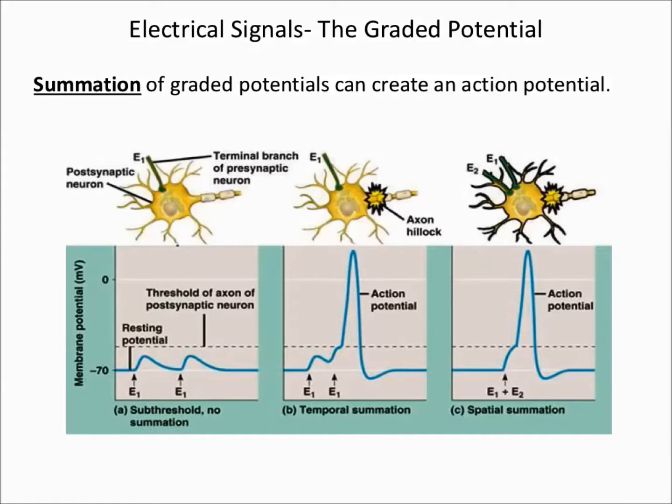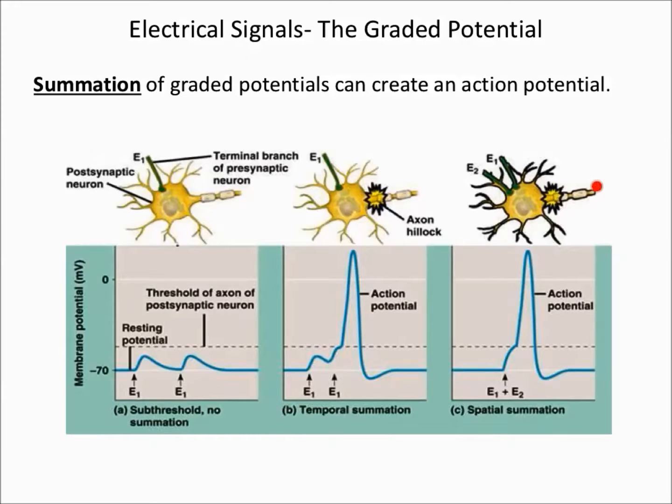Looking at this second illustration here in the middle, E1, the presynaptic neuron, is continually sending an impulse, rapid fire style, to the yellow postsynaptic neuron. By sending this impulse rapidly, the graded potentials are never allowed to rest, and they actually summate, or add upon one another, until those graded potentials reach threshold and an action potential is created. This type of summation is called temporal summation.